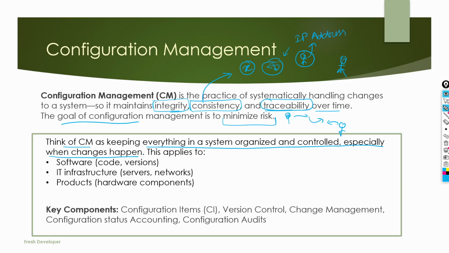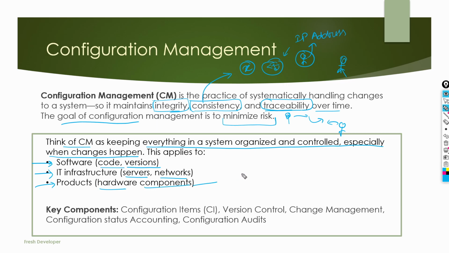Configuration management can be applied to software, like when you are changing the code of any software, or moving from one version to another version. It is applicable to IT infrastructure. It could be servers, networks, firewalls, routing devices, anywhere. Products. So here we are talking about hardware and components.